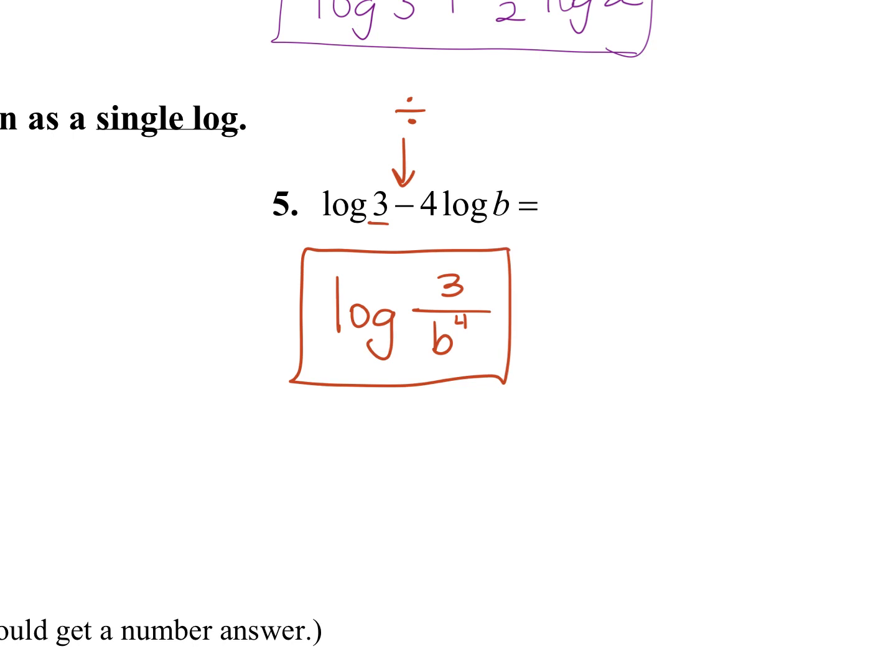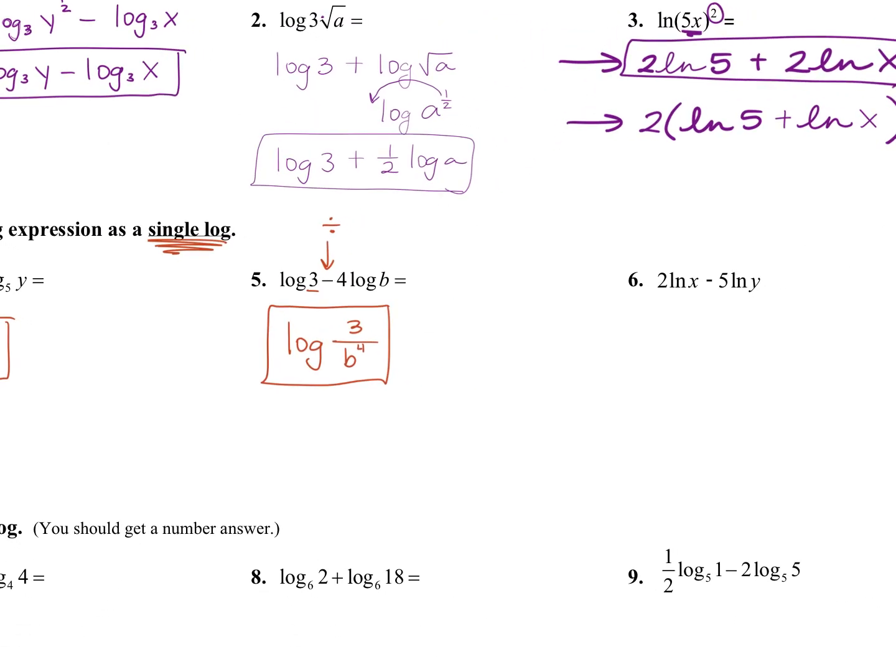Okay. The common mistake I see on this one is people write the log of 3 divided by the log of b to the 4th. Don't write 2 logs there, just 1 log, right? We're trying to get it down to a single log on all of those.